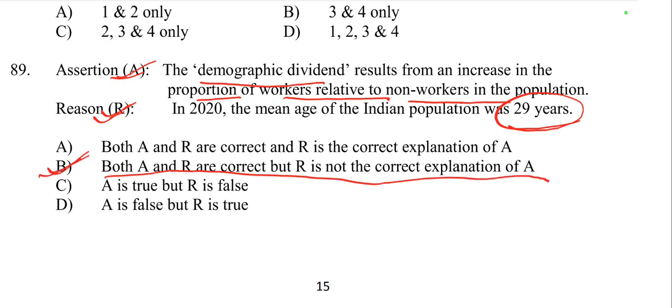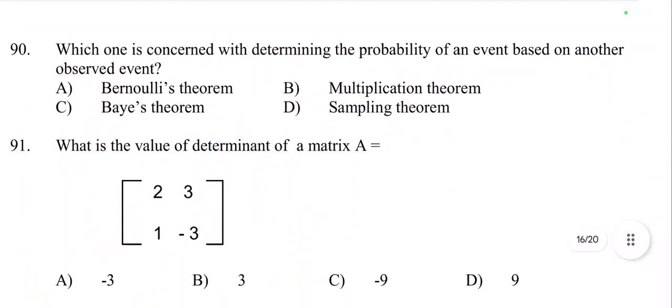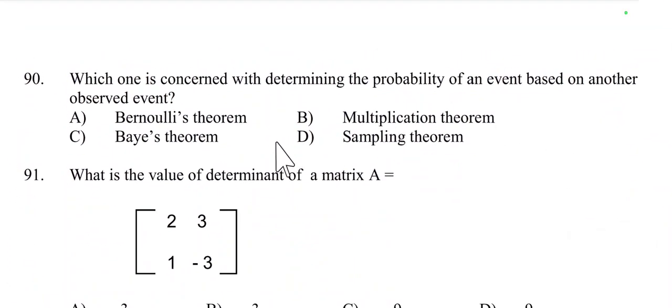So option B is the right choice here. Then come to question number 90. Which one is concerned with determining the probability of an event based on another observed event? Bernoulli's theorem, multiplication theorem, Bayes theorem, or sampling theorem. So it is called Bayes theorem.